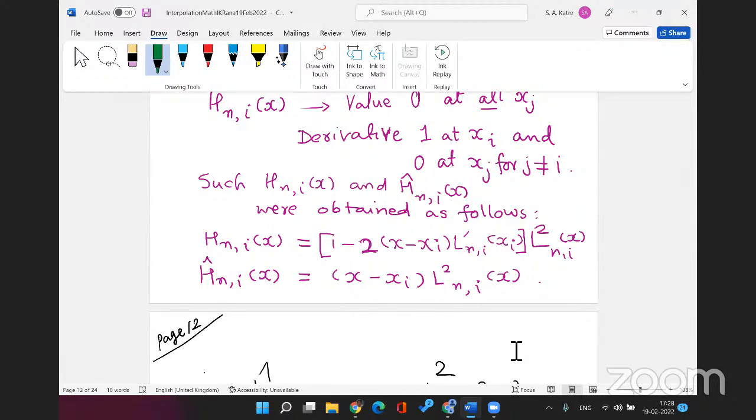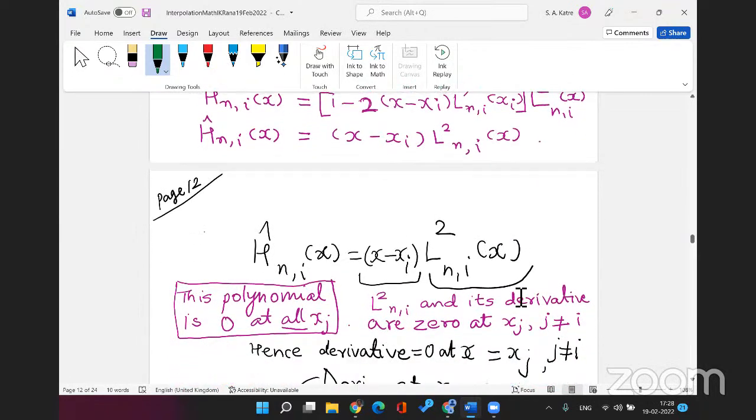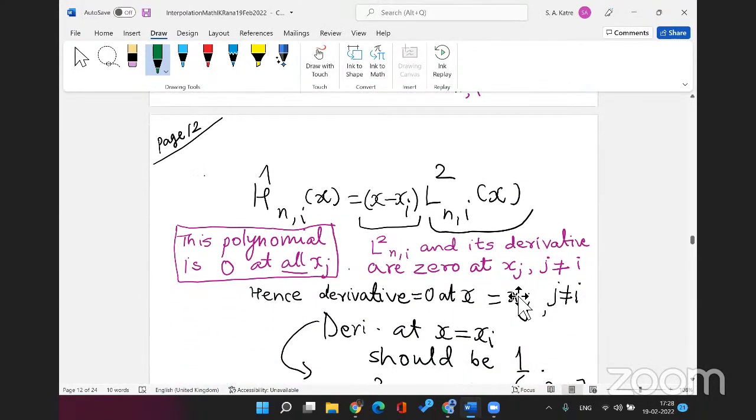Hermite's formula: H_{n,i}(x) is equal to 1 minus 2 times (x minus xi) L dash_{n,i}(xi), where L is the Lagrange polynomial, the product of (x minus xj) except for i, over the product of (xi minus xj). Take its derivative, and multiply by L square, the square of the Lagrange polynomial. Now H hat is (x minus xi) times L square_{n,i}(x).